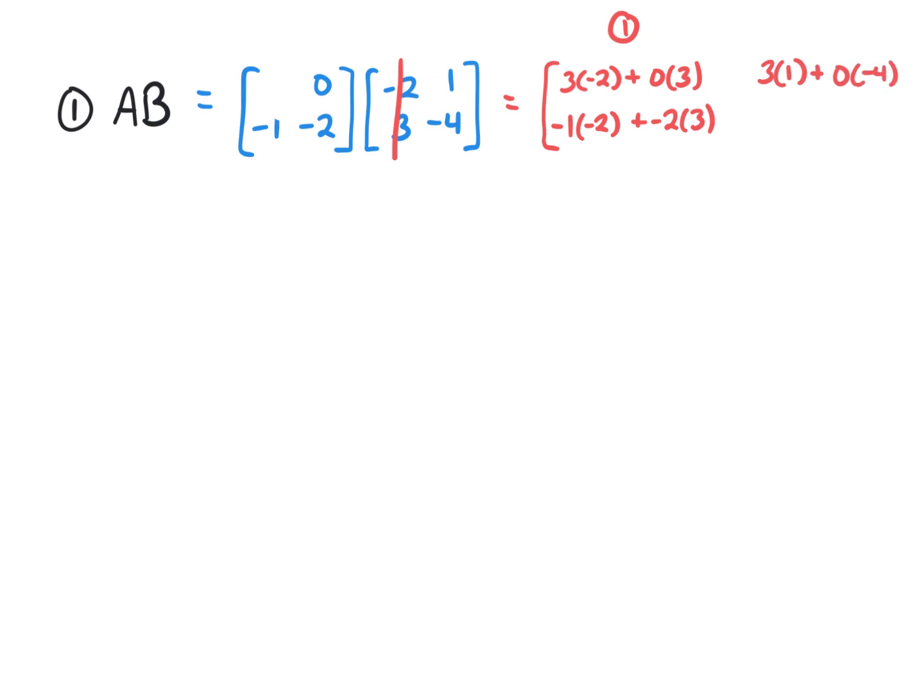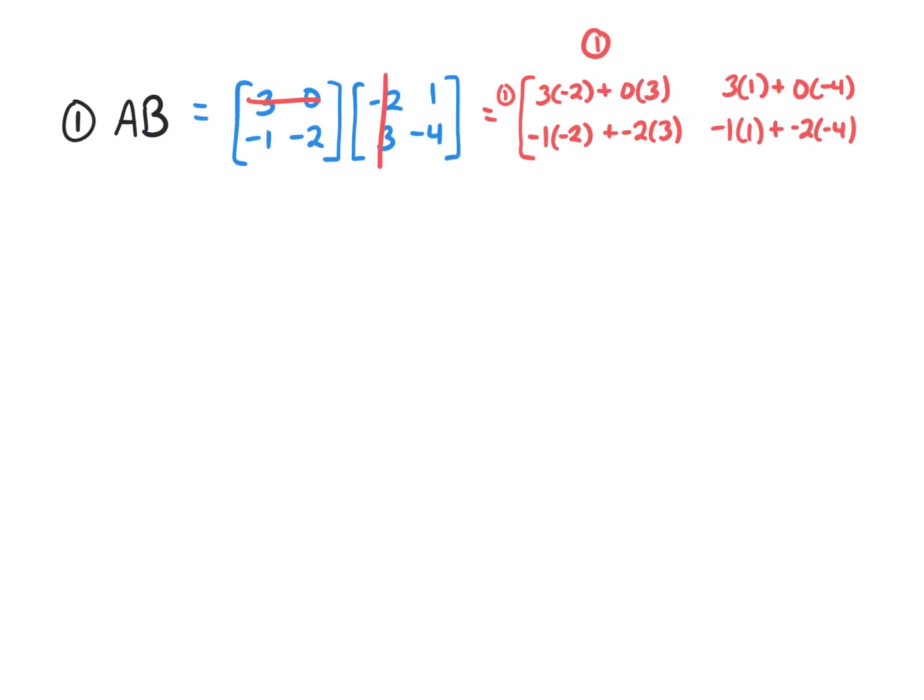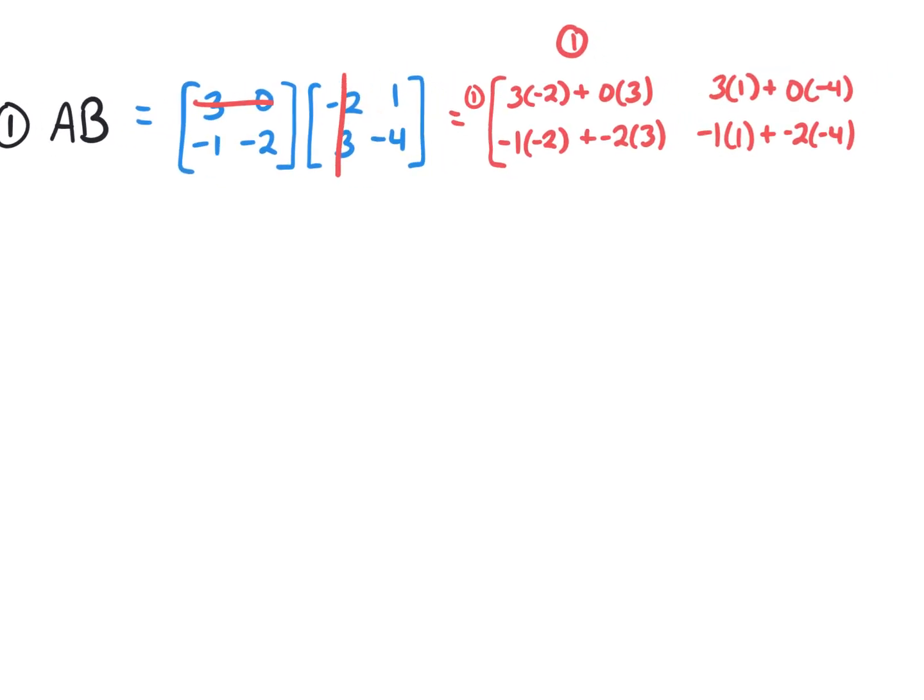Okay. Now, do you agree I'm done with row 1? Because my row 1's full. I could also cross that out too. So now I'm going to do row 2 with column 2. What do I multiply together? Yep, negative 1 times 1 plus, yes, negative 2 times negative 4. Okay. Hard part is done.